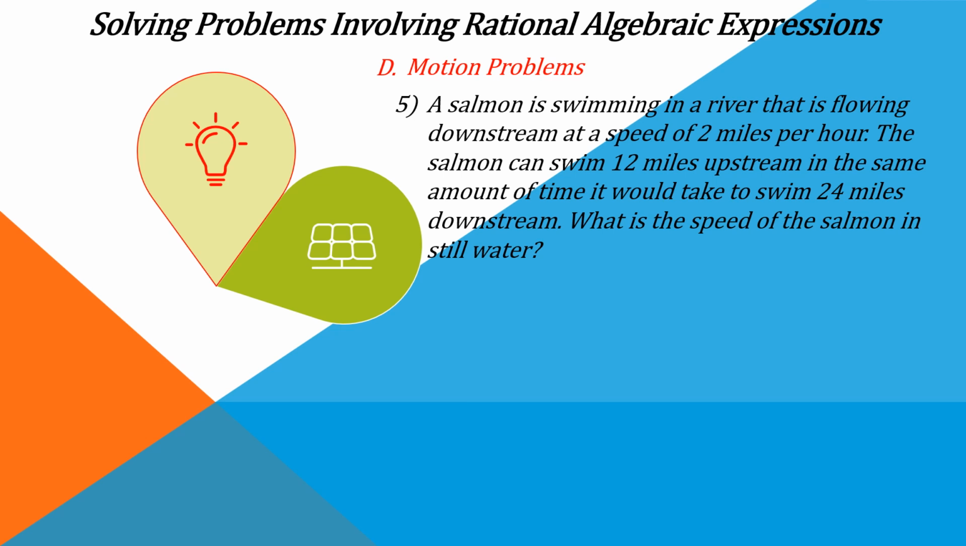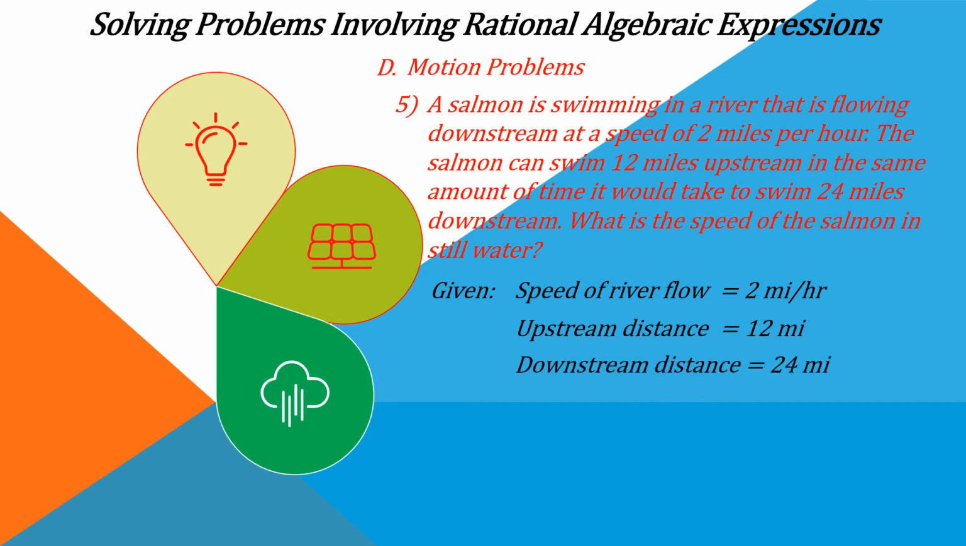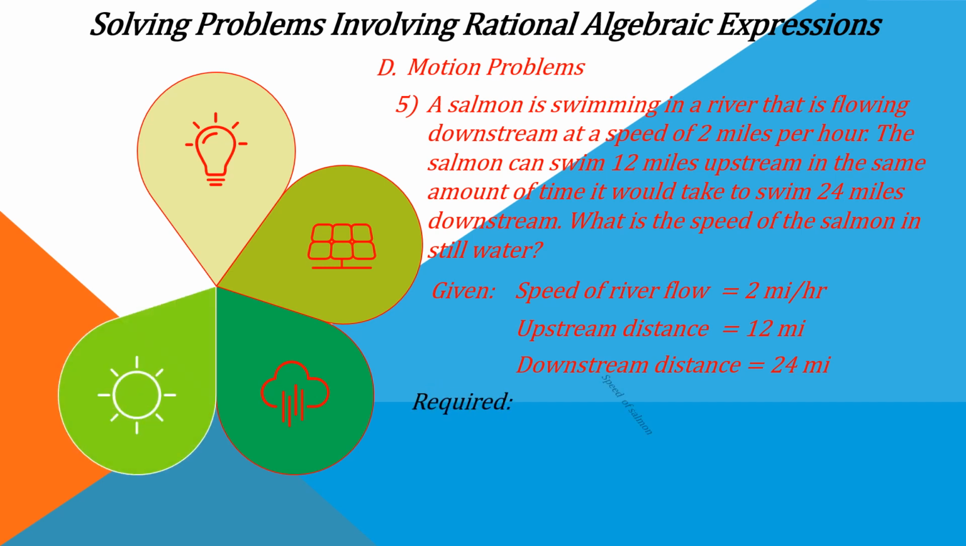Again, this is the speed of the salmon swimming downstream and upstream. We are required to solve for the speed of the salmon in still water. Let us take the given. Given is the speed of river flow is 2 miles per hour, upstream distance is 12 miles, and downstream distance is 24 miles at the same time. Required: speed of salmon.